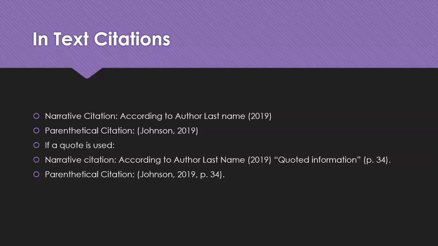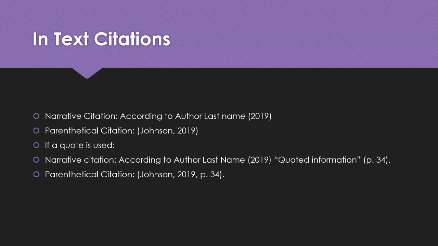Now, one of the other things I wanted to go over is in-text citations. There are two types of citations that you can use. There's a narrative citation or a parenthetical citation. For your narrative citation, that's going to be according to Johnson, parentheses 2019. Now, your parenthetical documentation or citation is going to be Johnson, comma, 2019 inside parentheses.